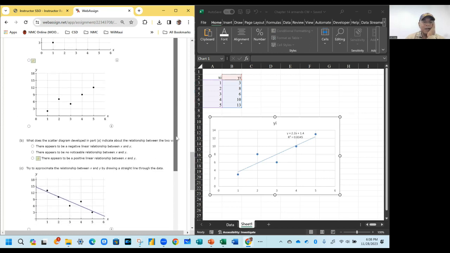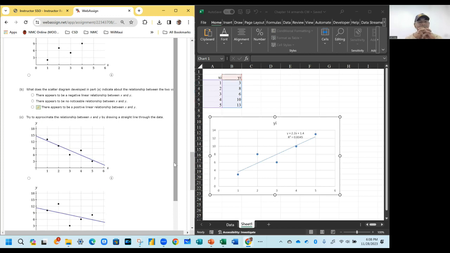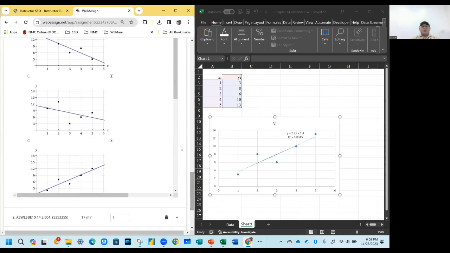And then what's the other question? The other question was, what does the scatter diagram developed in A indicate about the relationship, no? So obviously we see that it's a positive one. As whatever is measured in the x-axis increases, then your y increases as well. So the relationship appears to be positive, and it's a linear one, right? We're only working with linear relationships, so it's a linear relationship. So we select that.